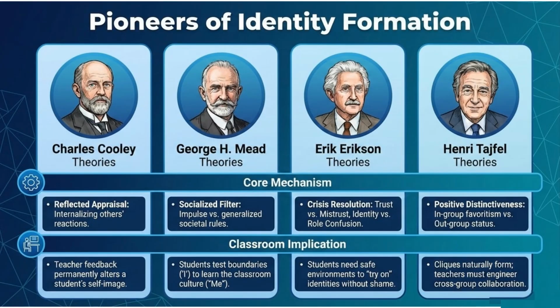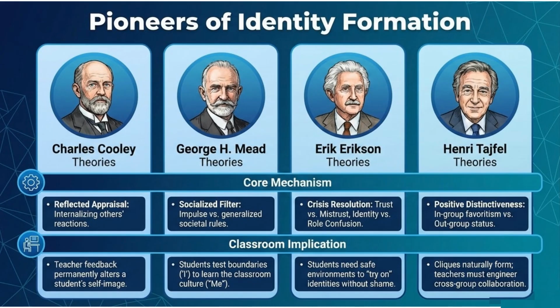Charles Cooley gave us the concept of the looking glass self. His core idea: we form our self-image by imagining how others see us, and then internalizing that judgment. In the classroom, this means teacher feedback, even a casual comment, can permanently alter a student's self-image. George Herbert Mead explored the tension between two parts of the self: the I, our spontaneous, creative, unfiltered impulse, and the me, the socially aware self that knows the rules and adjusts accordingly. Students are constantly navigating this tension, testing boundaries to learn what's acceptable.